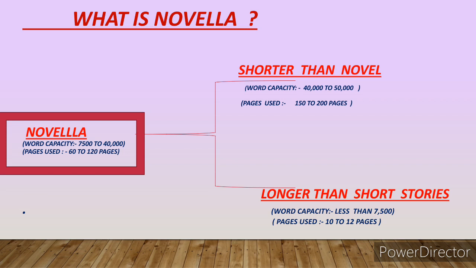Now, in this slide we will see the word capacity and words used in these literary genres. Here in this slide, three literary genres are present. The first is the novel, which is the biggest in size among all three, and the word capacity of a novel is 40,000 to 50,000, and the pages used in the novel are between 150 to 200 pages. The second literary genre is the short story, whose size is between 10 to 12 pages and word capacity is less than 7,500 words. And between these two, the novel and the short story, there is one more literary genre, and its name is novella, whose word capacity, must remember, is between 7,500 to 40,000 and pages used is 60 to 120 pages. Hence, it is proved in this slide that novella is shorter than the novel and longer than the short story.